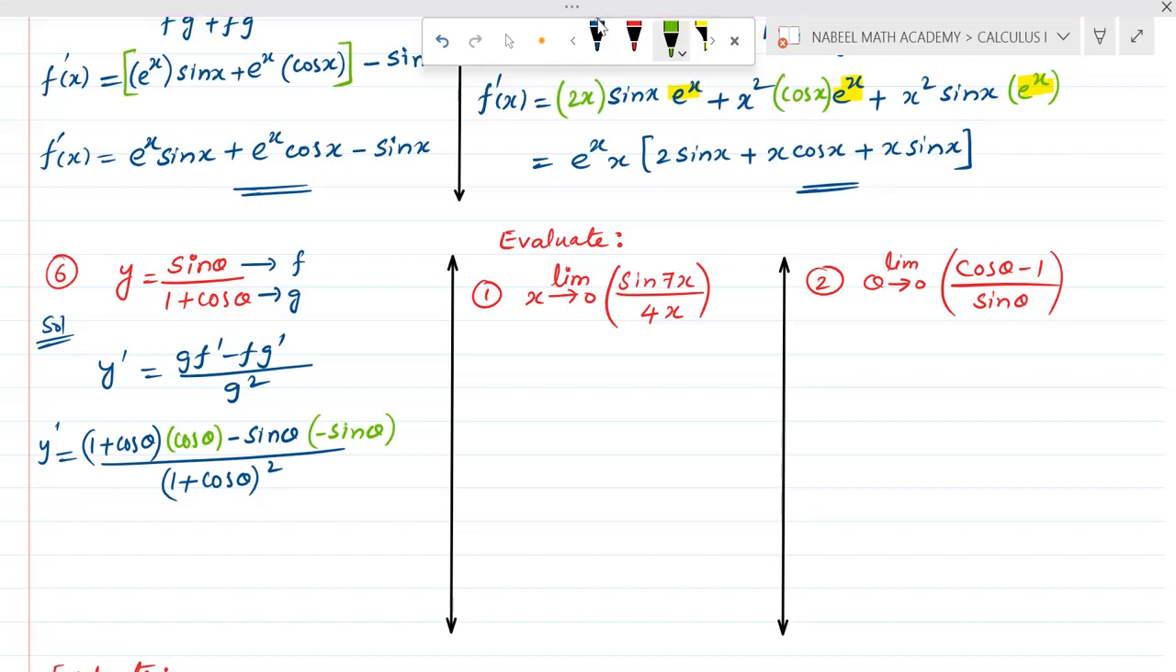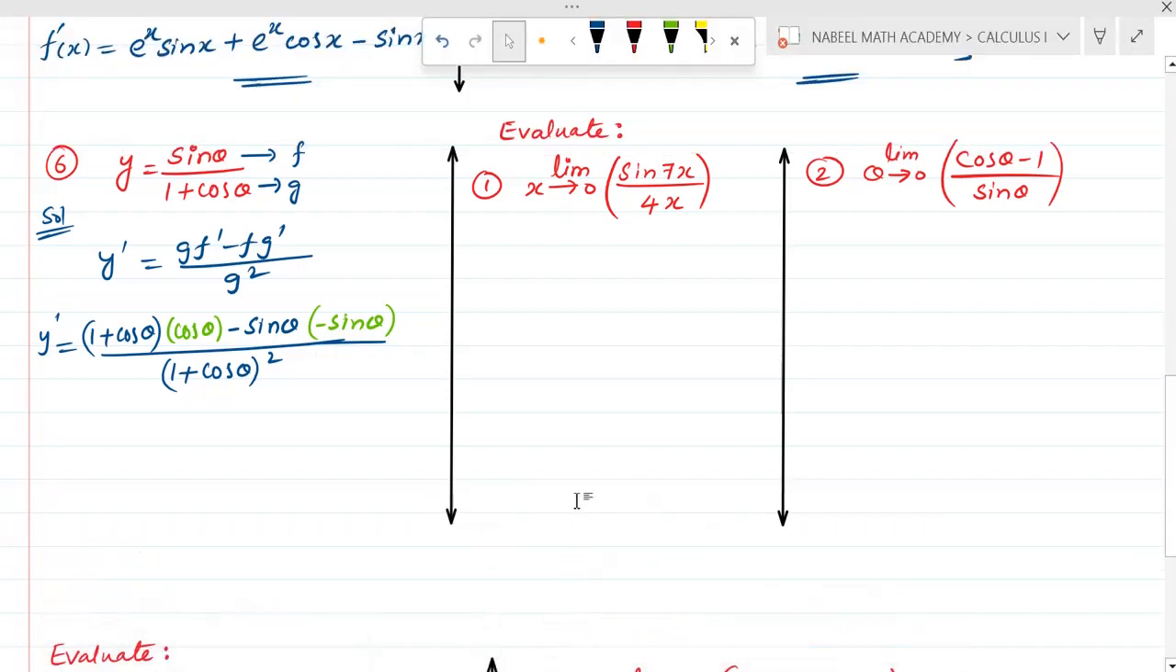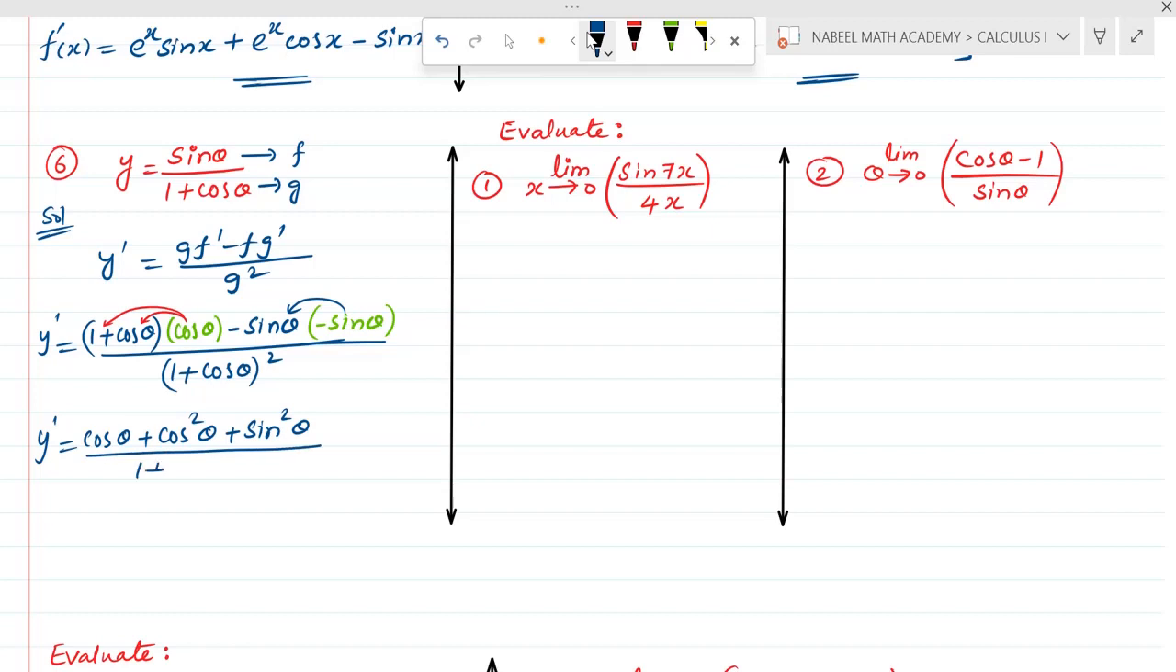1 becomes 0. Cosine is minus sine. Minus sine. Now thereafter it is a simplification. What is the simplification here? We have to simplify this part. So y prime is equal to, multiply this one inside. So you will get cosine theta plus cosine square theta. When you multiply these two, you will get minus of minus, it becomes plus sine square theta over 1 plus cosine theta whole square.